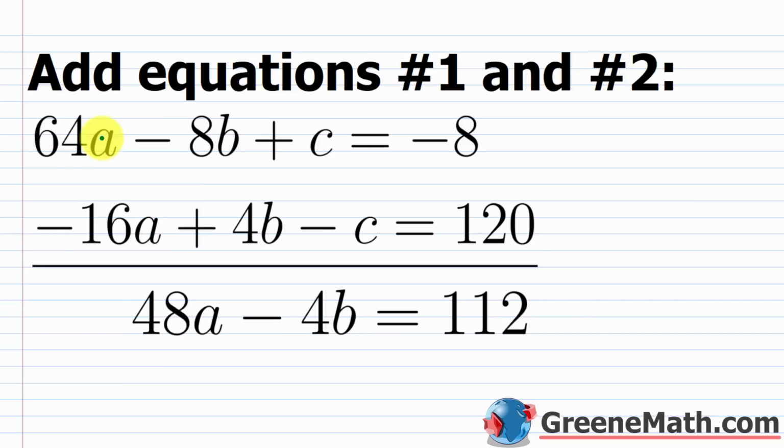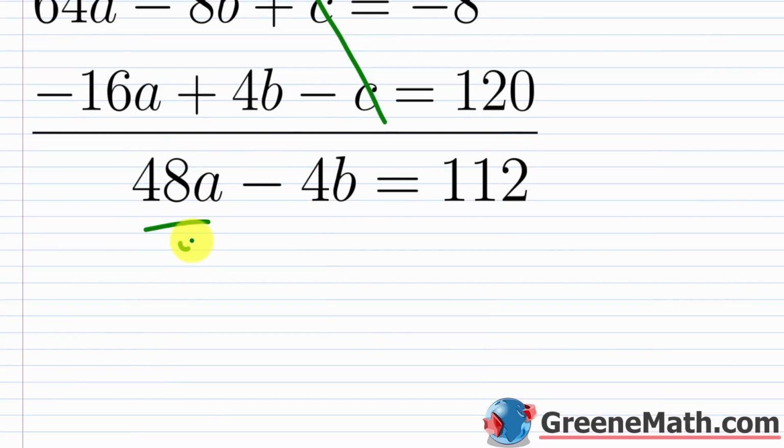So going through, 64a minus 16a gives me 48a. Negative 8b plus 4b is negative 4b. And then your plus c and minus c cancel. And then on the right side of the equal sign, you have negative 8 plus 120. That is 112. Now I'm going to divide everything here by 4, again so it's a little bit easier to work with. So this is my equation 4.